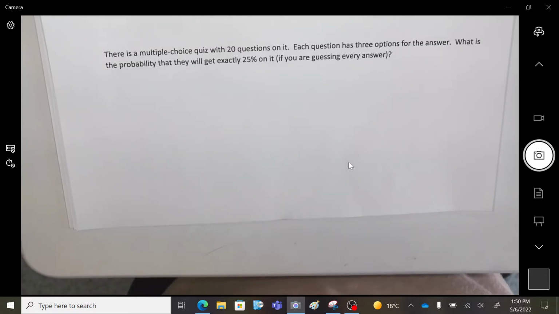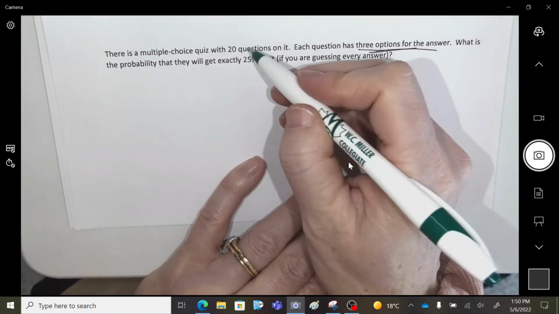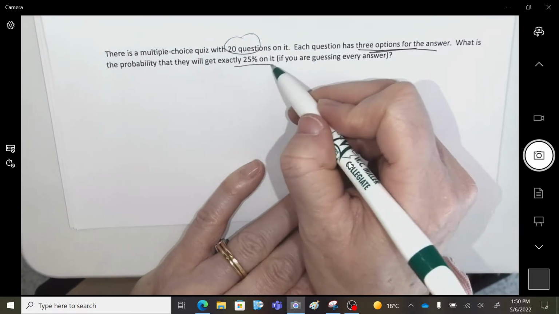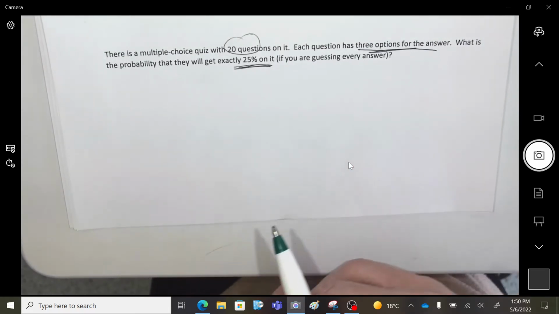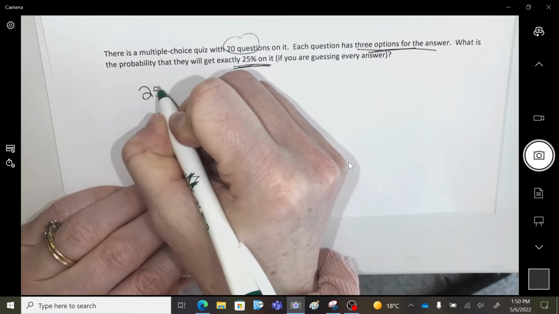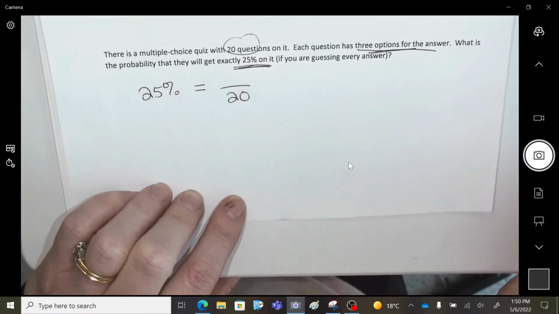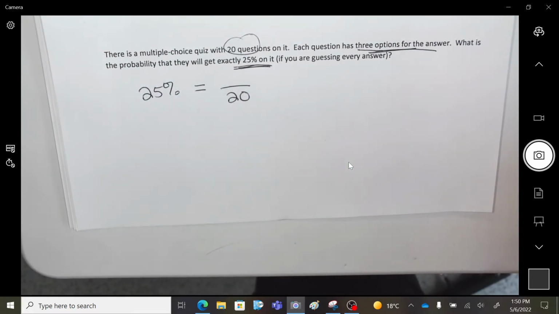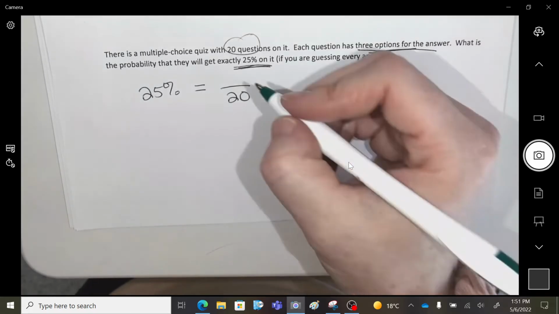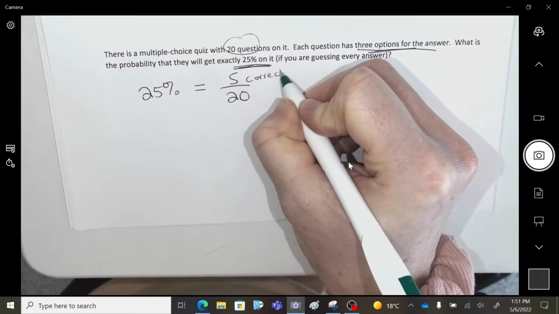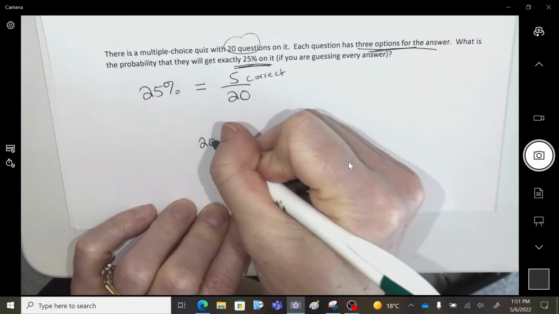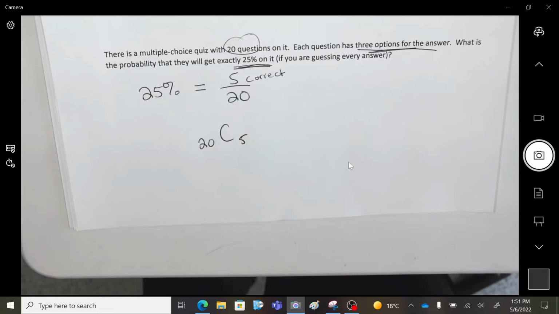Okay, we have a multiple choice question, 20 questions on it. Each question has 3 options. What's the probability that we're going to get exactly 25% on this test? So how many questions do we need to get right? There's 20 questions. If I'm going to get 25%, means I got how many questions correct? 5. Okay, so 20 choose 5. I need to get 5 questions right.